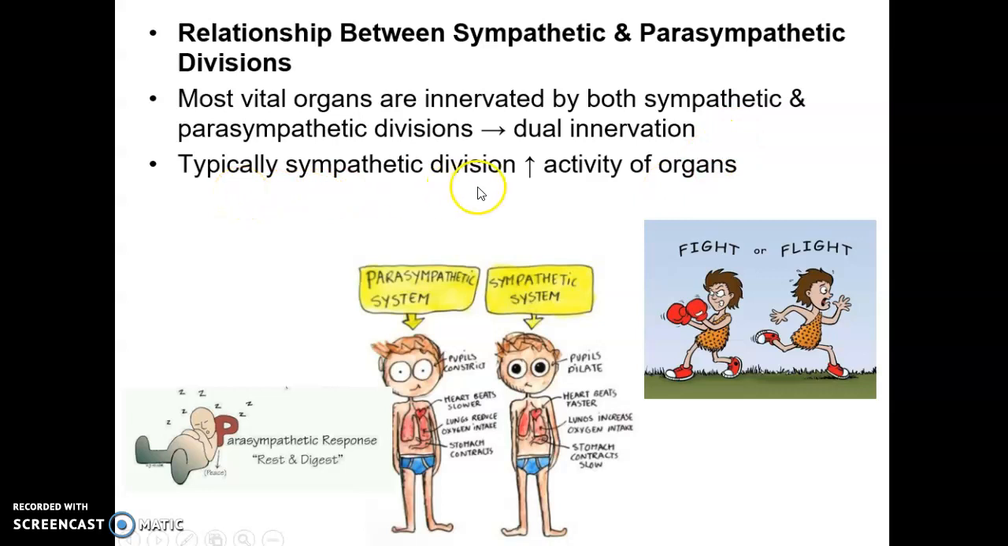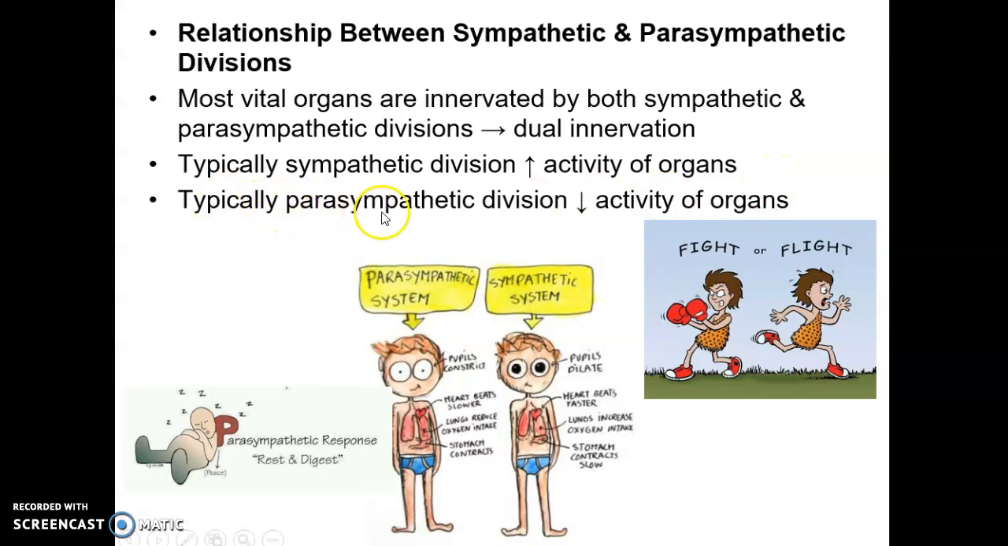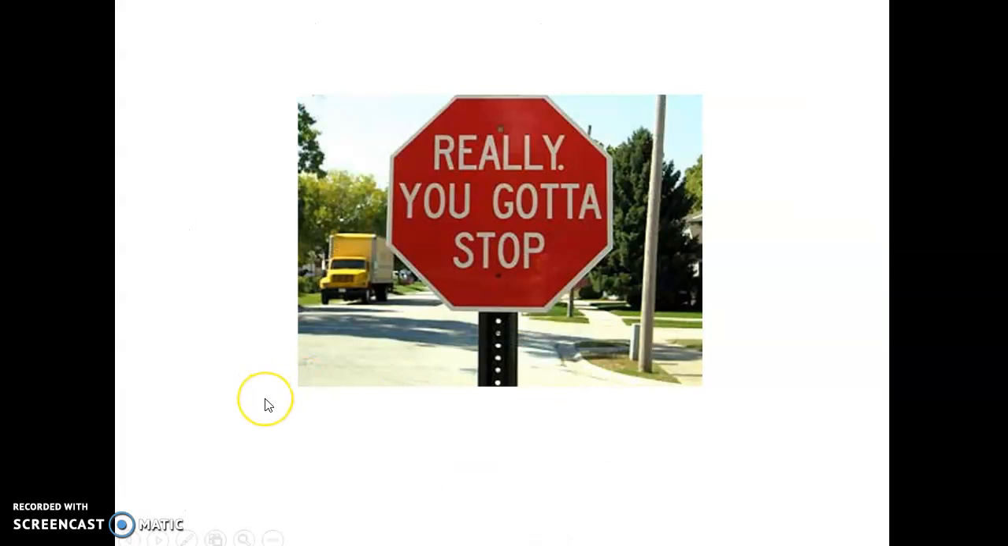Typically, sympathetic division increases activity of the organs. In general, parasympathetic division slows down or stops activity of its target organs, and they have antagonistic effects. And again, because the target organs receive different neurotransmitters, they have different effects on the target organs. And that's it for this chapter, relatively short and simplified.